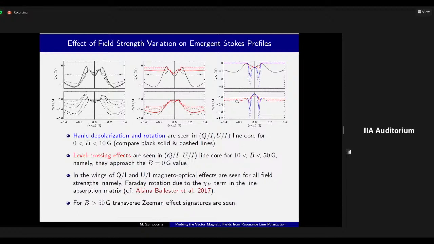And for fields larger than 50 Gauss, that is the rightmost column, the wings are highly suppressed, and we see Z-shaped signatures in the line core.